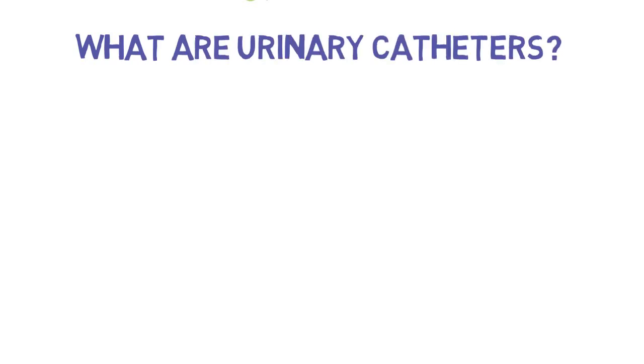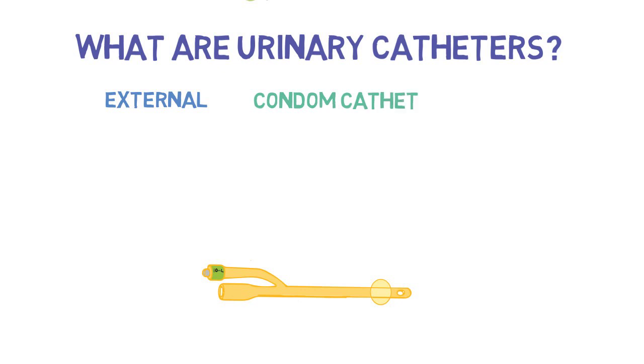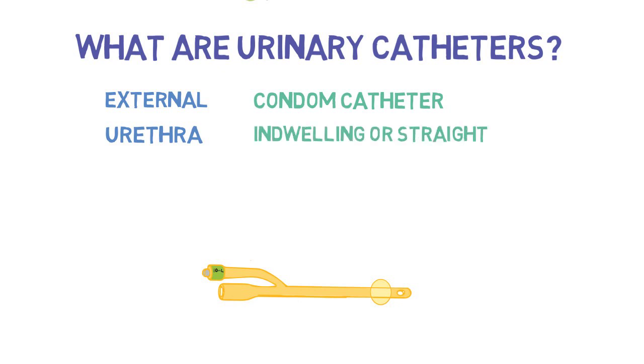What are urinary catheters? In its simplest form, it is a hollow tube that is placed somewhere into the urinary tract that allows for the drainage of urine. An external catheter can be placed around the penis, which is usually referred to as a condom catheter. Next, drainage can happen from the urethra, either by an indwelling or straight catheter. If the catheter is directly into the bladder, this is referred to as a suprapubic catheter.